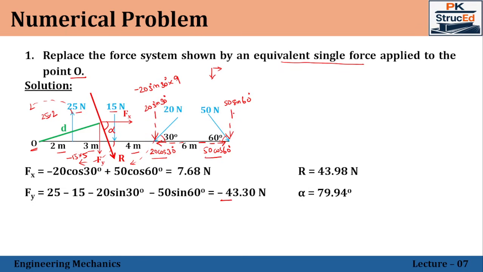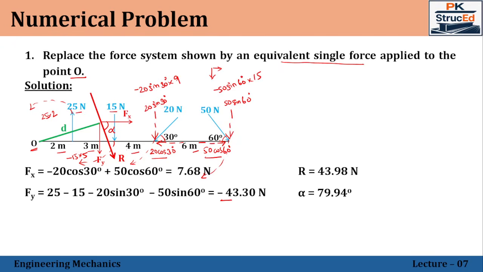And then the vertical component of the 50 Newton force. So that is also acting on the right side in the downward direction. So it tends to rotate in the clockwise direction about the point O. So that also will be negative. So minus 50 sine 60 into the total distance from this point to O, which is 6 plus 4 plus 3 plus 2, which is 15.